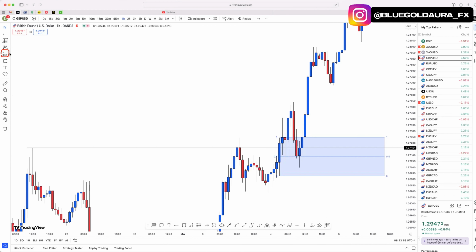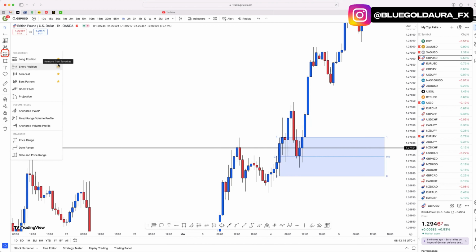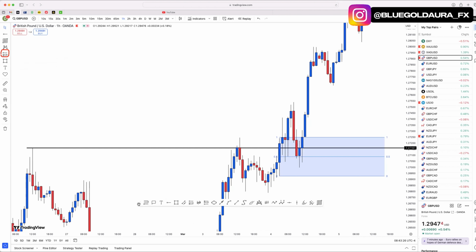If I click right here, you see these yellow arrows or yellow stars. So if you just start the long position and short, it will appear right here. Okay, so now that I have it here, I want to buy in the markets.